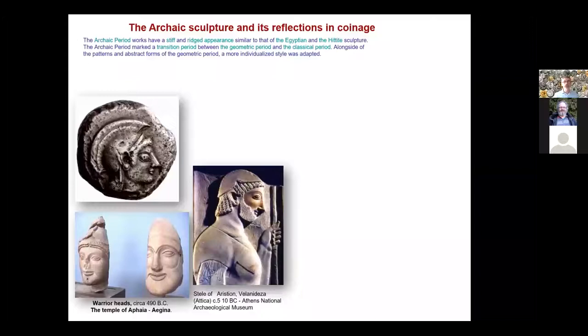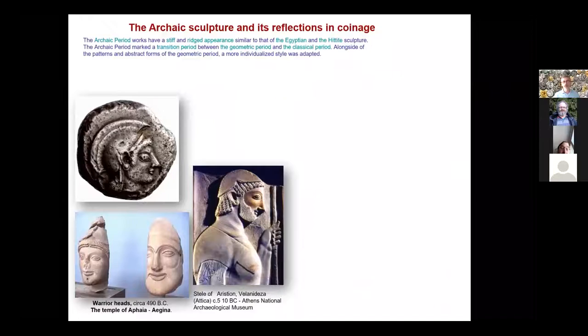You cannot really separate numismatic art from other types of art. So if you look at the sculpture of that period, you can see the parallels easily. They have a stiff and rigid appearance, similar to that of Egyptian and Hittite sculpture. This period marks a transition between the geometric and classical periods. Alongside patterns and abstract forms of the geometric period, a more individualized style was adopted in this period.